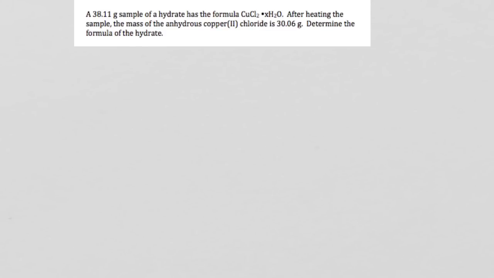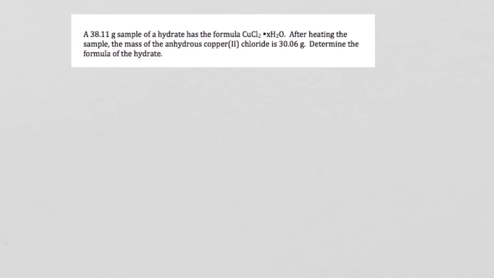For example, a 38.11 gram sample of a hydrate has the formula CuCl2.xH2O. After heating the sample, the mass of the anhydrous copper 2 chloride is 30.06 grams. Determine the formula of the hydrate. So they already told us what the hydrate is, except we have to find out how many water molecules are trapped inside one copper 2 chloride formula unit.